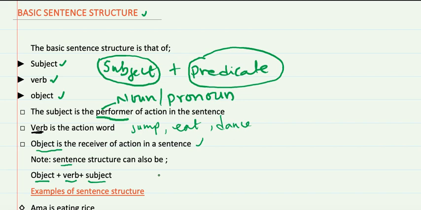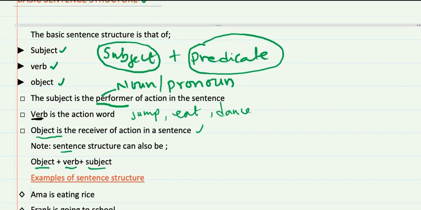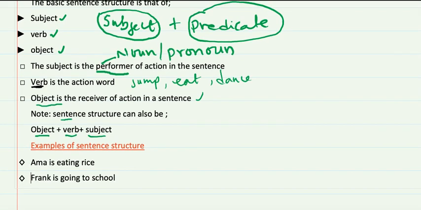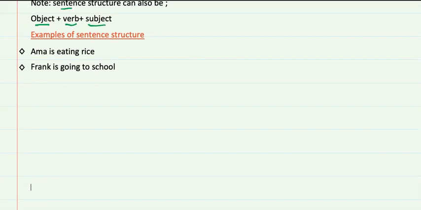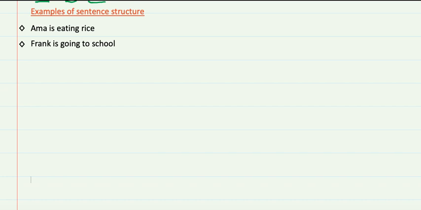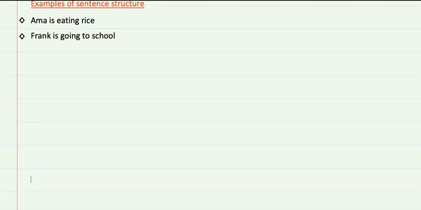So when you have this, then we are writing what is called simple sentences. So this is basically the basic sentence structure. So let's look at examples. So we have two examples here.